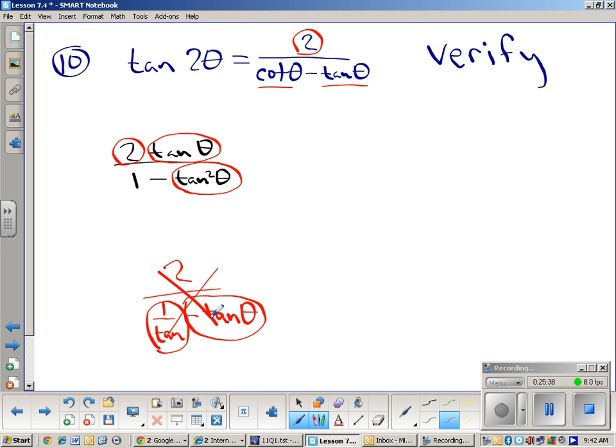I'm glad you're seeing things and making observations. So if you look at this again, I have a tangent here and an extra tangent here. So what do you think I could do? How could I get an extra tangent on top and on the bottom? Times.